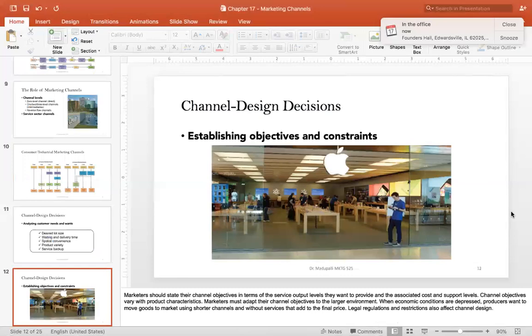Now, in terms of establishing objectives and constraints, channel objectives vary with product characteristics. Some might be generic, where they can be bought anywhere, but sometimes the product needs to be explained. Some products people can buy and just leave. Sometimes you need the product to be explained because you're not aware of all the functions. Or sometimes it needs much more back-end service that the retailer may not be able to provide. So those things need to be considered before making a particular channel decision.